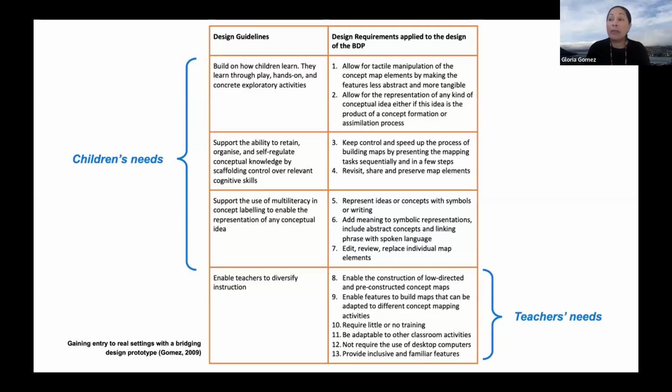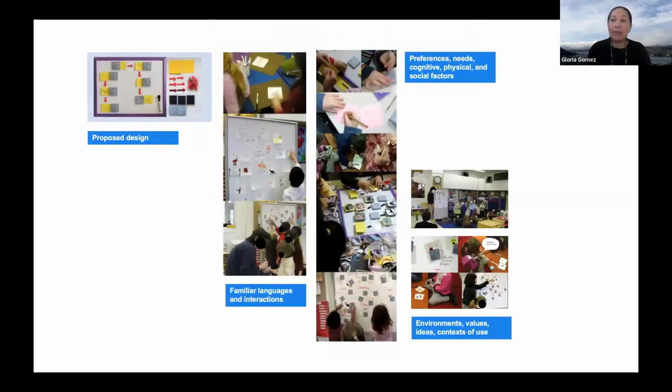Design guidelines and requirements emerged from the human-centered design study as it evolved. It included a multidisciplinary literature review on theories and approaches on how children learn, as well as the techniques and tools teachers use for knowledge mapping with preschoolers. The 4 guidelines and 13 requirements guided feature design as they help to have better understanding of preferences, needs, physical, cognitive, and social factors, environment, values, ideas, context of use, familiar languages, and interactions.